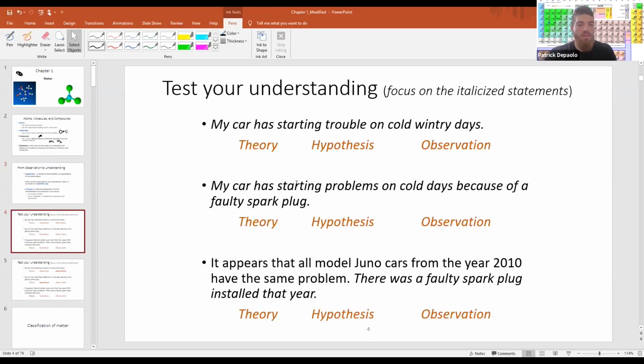All right, so let's do this. So my car has trouble starting on cold, wintry days. Is it a theory, hypothesis, or observation? Somebody could answer. Actually, you can write it in the box if you want.